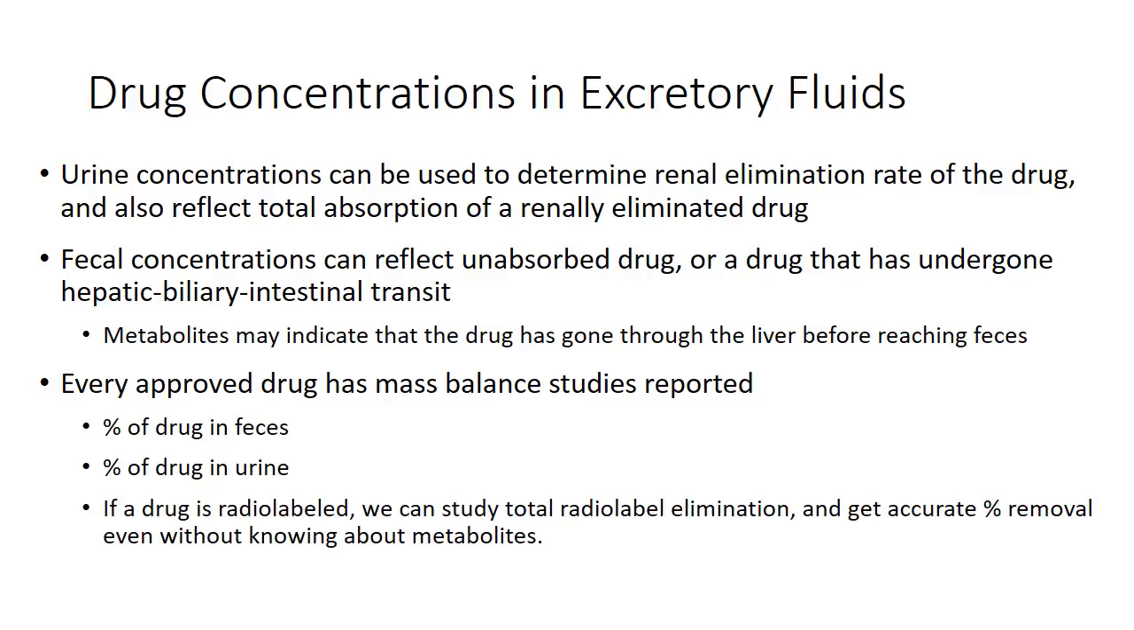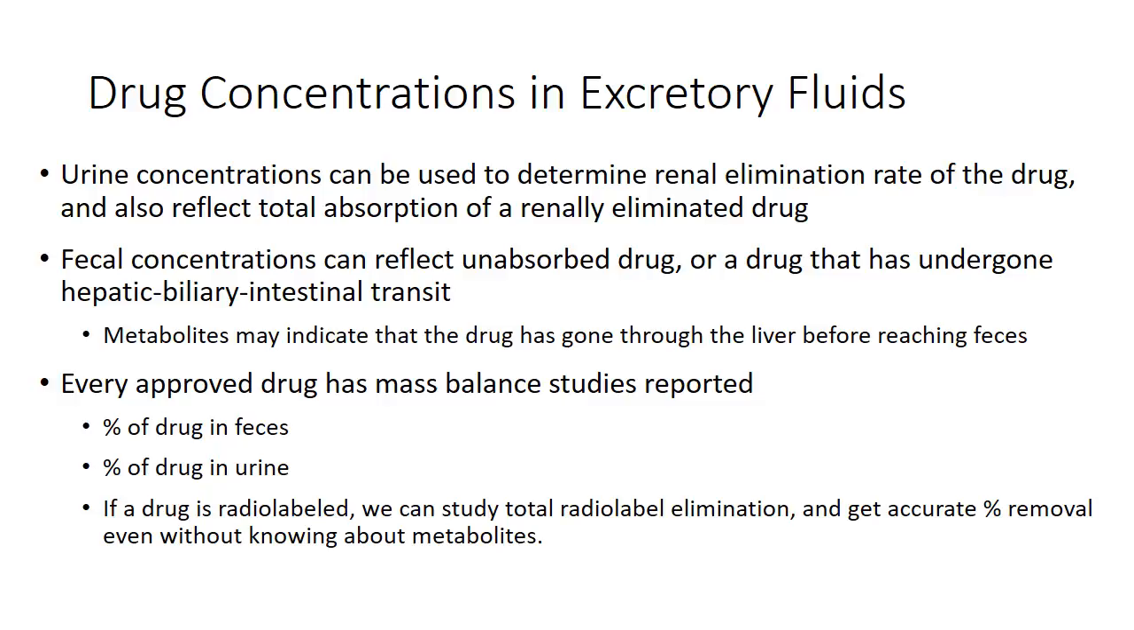Fecal concentrations can reflect unabsorbed drug or a drug that has undergone hepatic, biliary, intestinal transit. That means a drug can get absorbed, right? It can still get absorbed, but then as soon as it reaches the liver through the portal vein, it might get pumped back out through the bile, right back out into the duodenum. So if a drug appears in the feces, it either wasn't absorbed at all, or it was recycled from the liver: portal circulation, liver, bile.